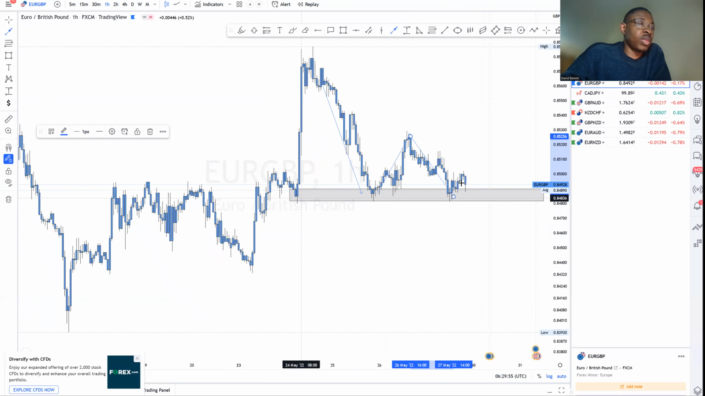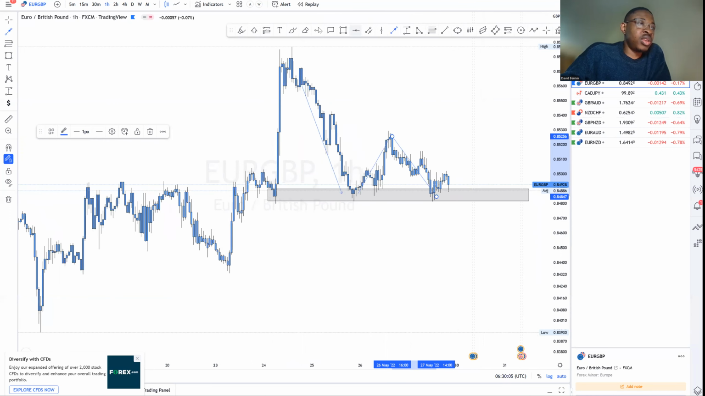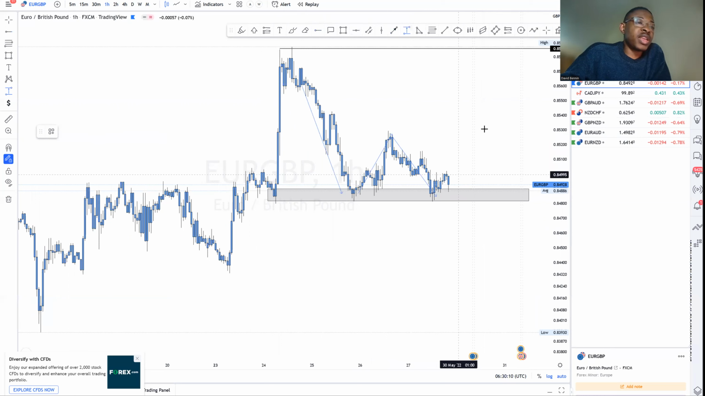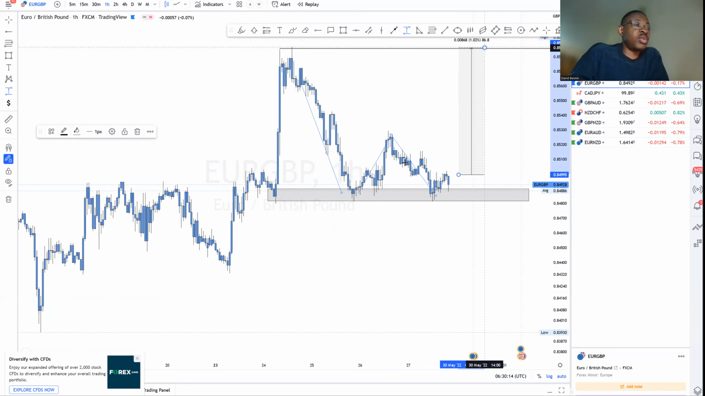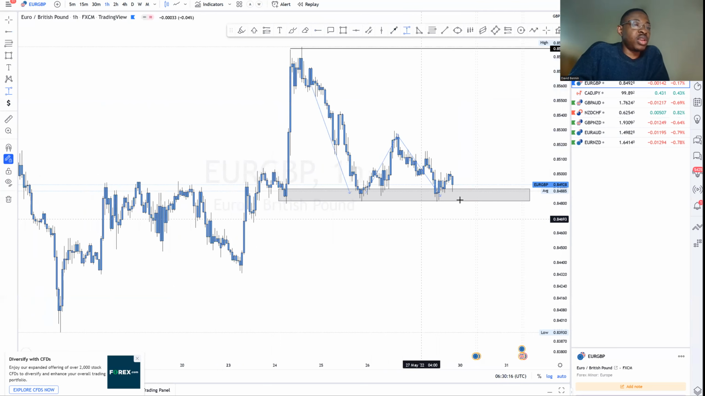So if price stays within this zone and it starts breaking some structures here, I would look to go back in and I'll take my profits up here. So I'm looking at, if I get in around here or something, that's about 86 pips. So I'll be looking out for this trade, but if you decide to buy anywhere around here, your stop should be below this level here.